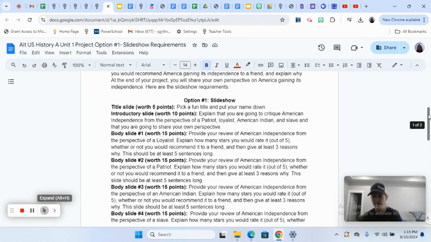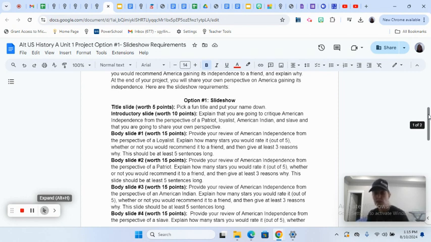An introductory slide worth 10 points is next. That's where you explain that you're going to critique American independence from the perspective of a patriot, loyalist, American Indian, and slave, and you're also going to let your audience know that you're going to share your own perspective at the end. So do that all on a slide, and that's worth 10 points.